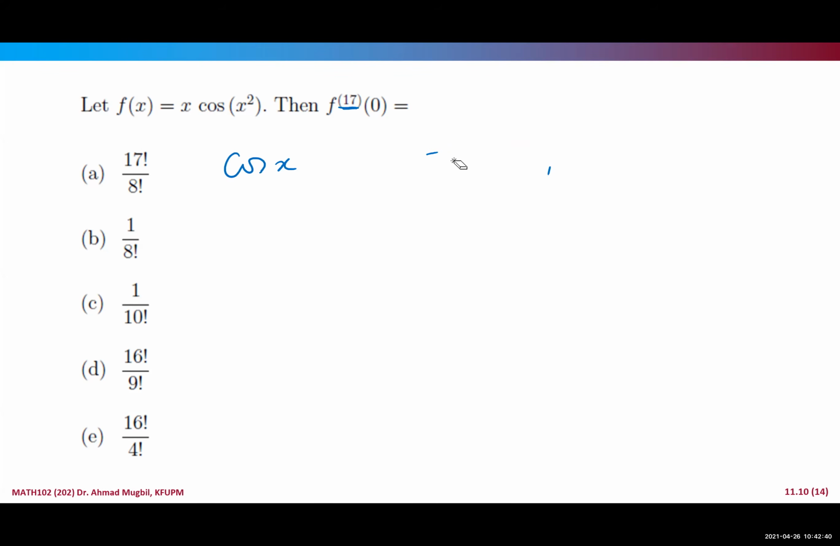So you remember cosine x is 1 minus x squared over 2 factorial plus x to the power 4 over 4 factorial, minus x to the power 6 over 6 factorial, plus x to the power 8 over 8 factorial, minus x to the power 10 over 10 factorial. It is alternating. I think this is enough. Okay, now this is when it is x.